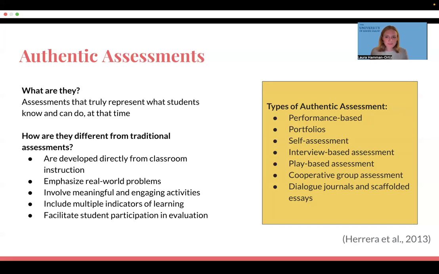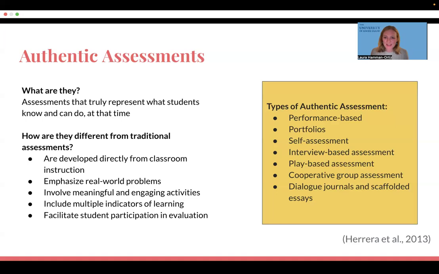Portfolios are great. Having students gather multiple indicators of their learning and then reflect upon their portfolio. Self-assessment. Interview-based assessments, where the teacher is interviewing the student to understand what they've learned about a given content or language goal. Play-based assessment, engaging students in play and assessing what they know through play.